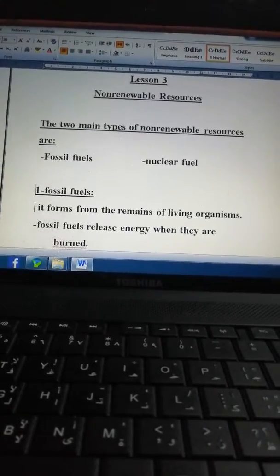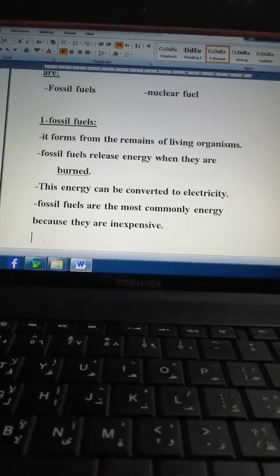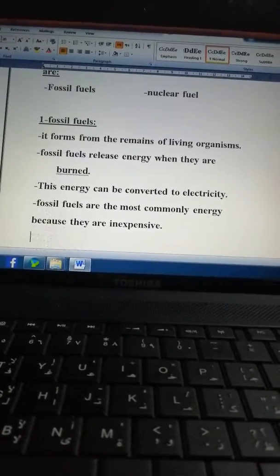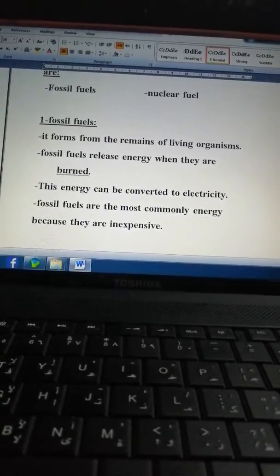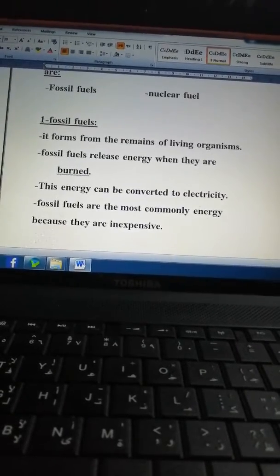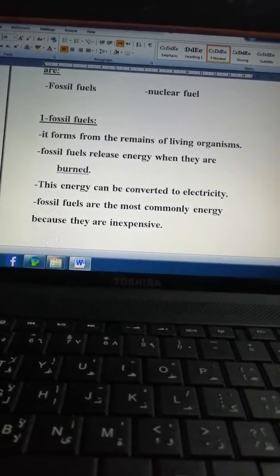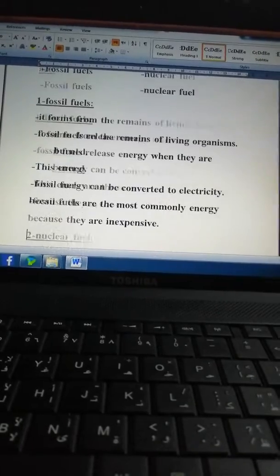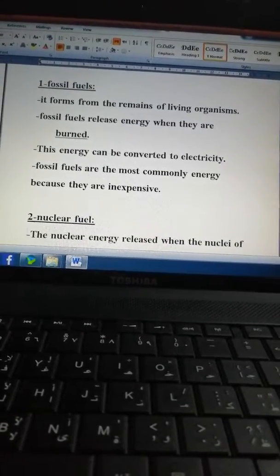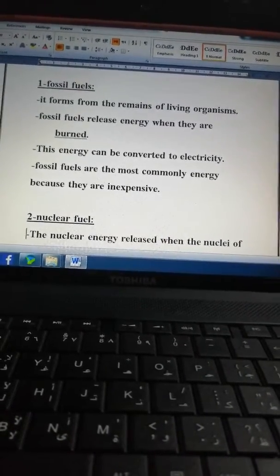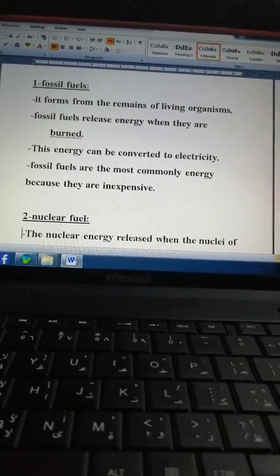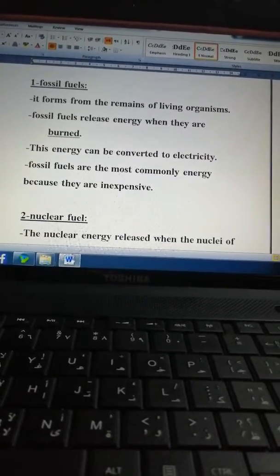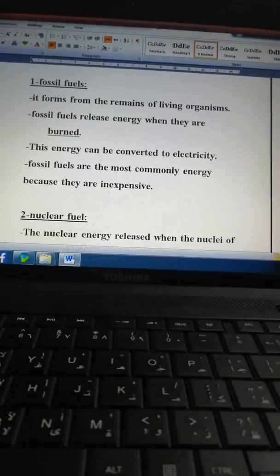Fossil fuels. What's meant by fossil fuels? Fossil fuels are the remains of living organisms, like plants and animals. Fossil fuels release energy when they are burned. This energy can be converted to electricity, and fossil fuels are the most commonly used energy. Why? Because they are inexpensive.